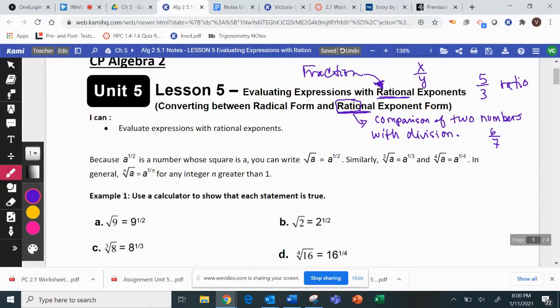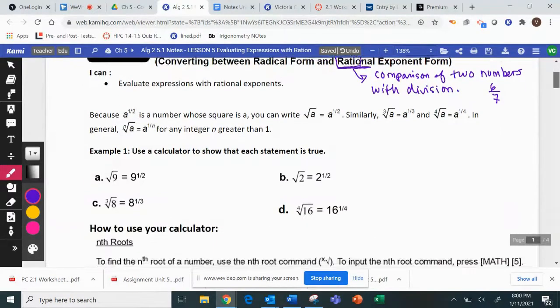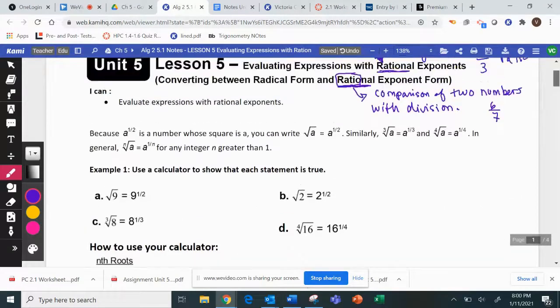Remember how we did that review on fractions? Well, this is why we had to do it. Today, our exponents are going to be fractions.